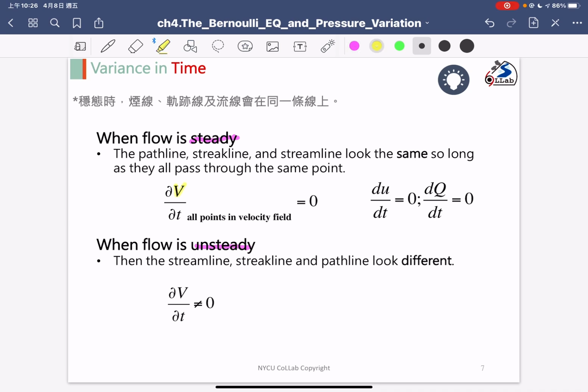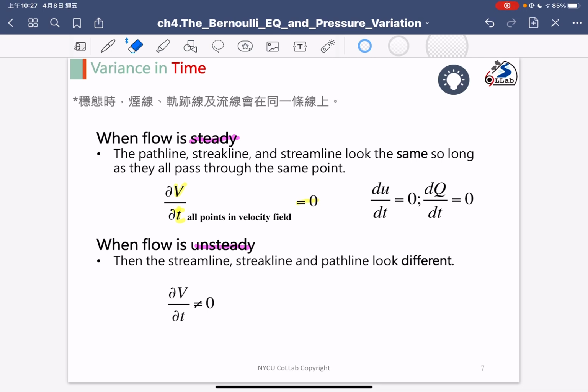So we have the velocity and dV/dt. That means the velocity changes with time. But if the differential is equal to 0, that means the velocity doesn't change with time. Okay? In that case, we call that steady. But if the velocity differential with time is not equal to 0, that indicates this flow condition is unsteady.